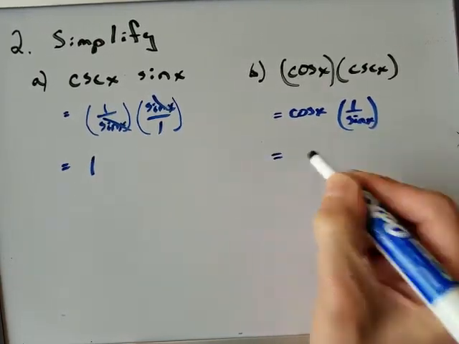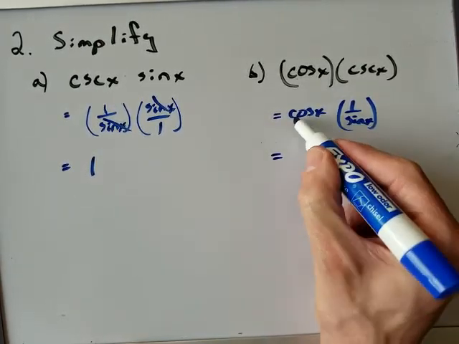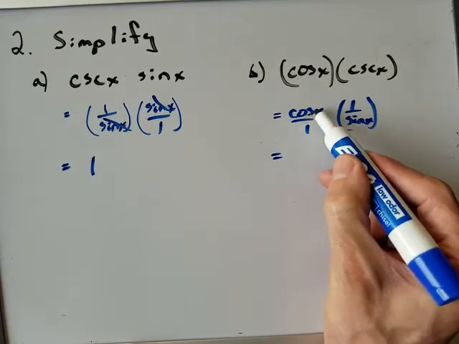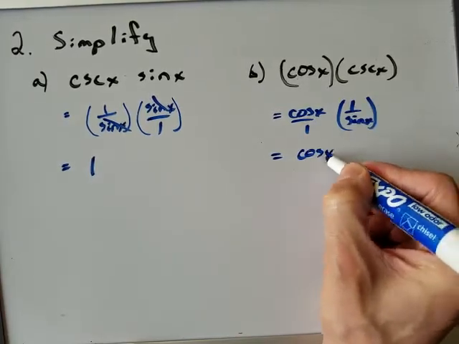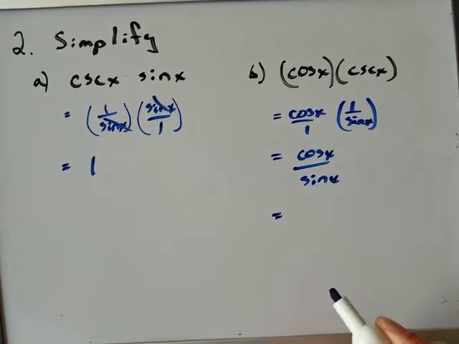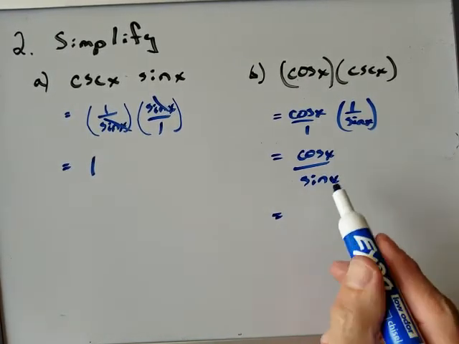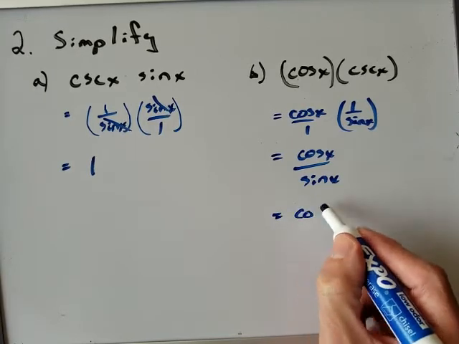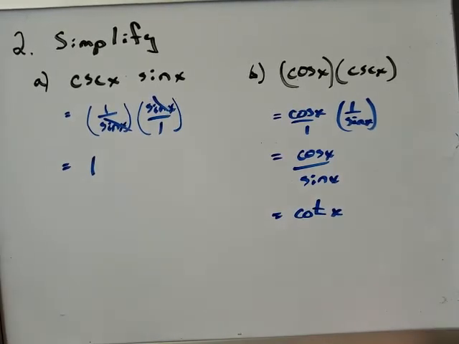Now, unfortunately, nothing cancels out, but you could just multiply straight across. Cosine times 1 is cosine x, and then 1 times sine is sine x. Now, if you guys dart your eyes at the identities, cosine over sine is cotangent x. That's been proven many times over. That is what is called, again, simplifying a trig expression.